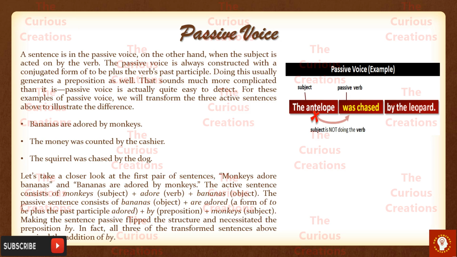Let's take a closer look at the first pair of sentences: monkeys adore bananas and bananas are adored by monkeys. The active sentence consists of monkeys, subject, plus adore, verb, plus bananas, object. The passive sentence consists of bananas, object, plus are adored, a form of to be plus the past participle adored, plus by, preposition, plus monkeys, subject. Making the sentence passive flipped the structure and necessitated the preposition by. In fact, all 3 of the transformed sentences above required the addition of by.